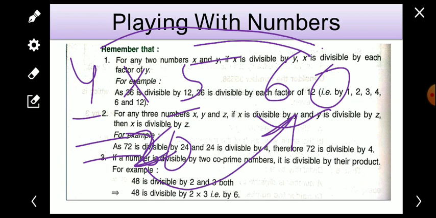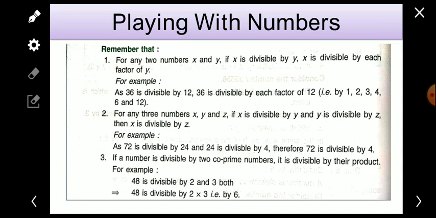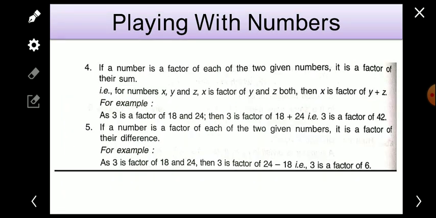Okay, so we have understood that if any number is divisible by two co-prime numbers, then it will be divisible by their product also. I hope that you understood. If you did not understand, then repeat the video and see it once again, and you will understand.